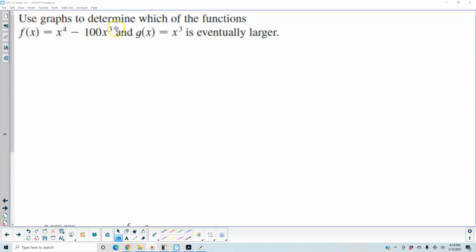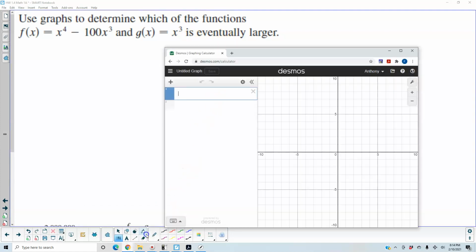Here we want to use a graph to determine which of the functions f of x, which is equal to x to the fourth minus 100x cubed, and g of x, which is equal to x cubed, is eventually larger. So let's go ahead and put this in Desmos.